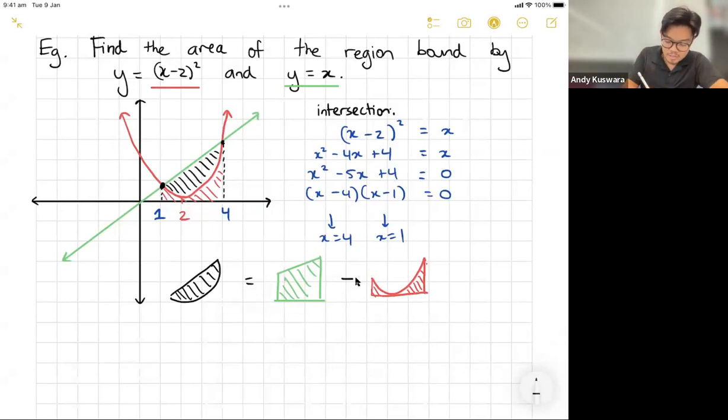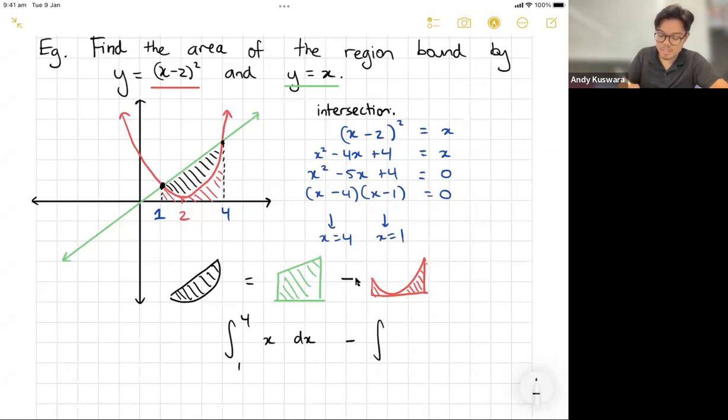So the integration of this would be, first, if I want to find the area under the straight line, because that's the one on top, the integration between 1 and 4 of my x line. It's going to be x dx. Okay, that's going to give me my total area.